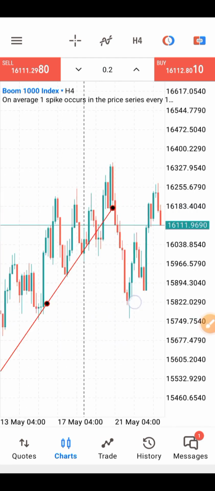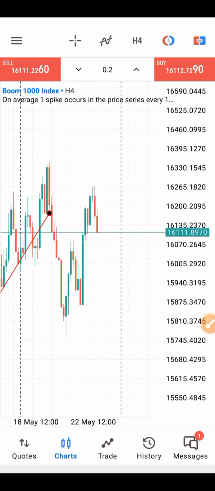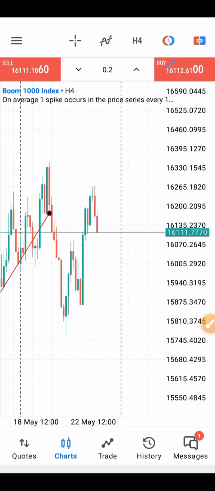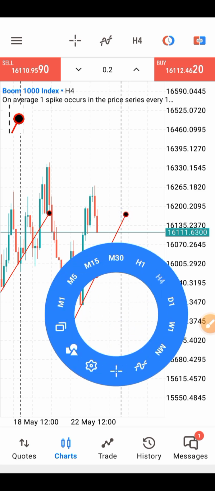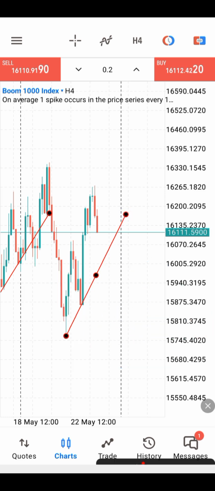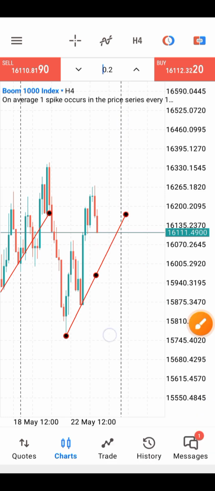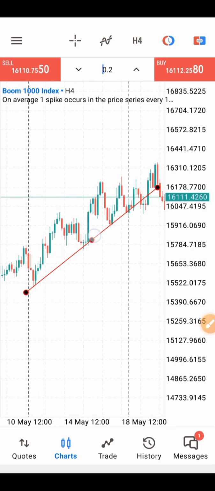Now I have another trend that is valid to me, which is this. You understand? So this is another trend that is valid to me. I'll patiently be waiting on the 15 minutes time frame for price to come to this trend line, then I'm going to buy straight. So trend works on all the markets.